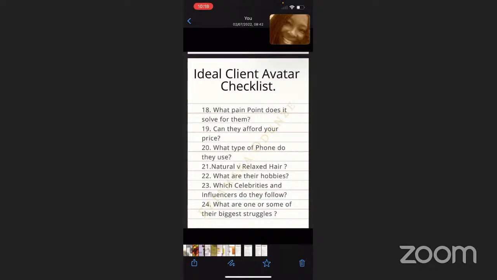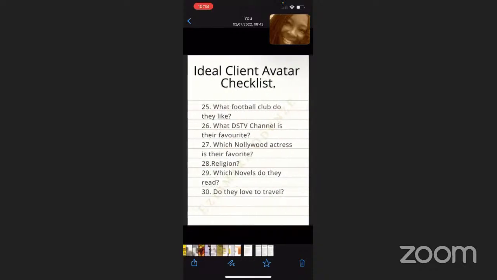You also need to know this. This will also help you to know the kind of content to be creating and be putting out there for your ID clients. Then number 25, what football club do they like? All these will help you to know their demographics and the behaviors.